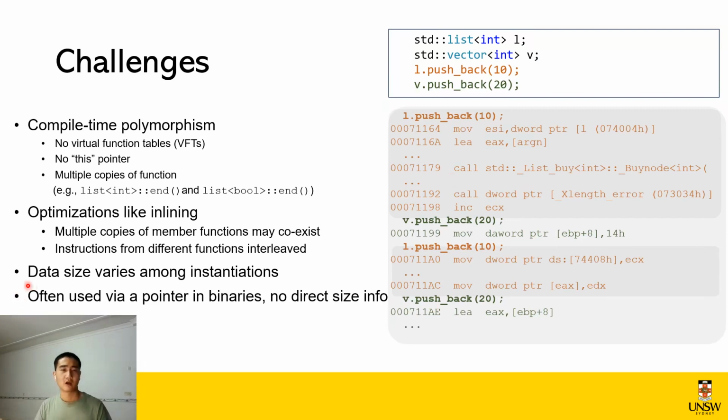Other challenges include that data size varies among instantiations, and those containers are often used via pointers in binaries, so there is no direct size information. For example, when we pass a parameter, we often use a reference or pointer. At the binary level, they are both pointers, so we cannot get the size information.